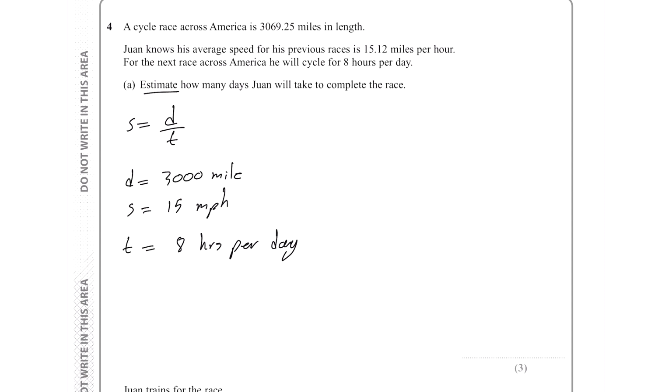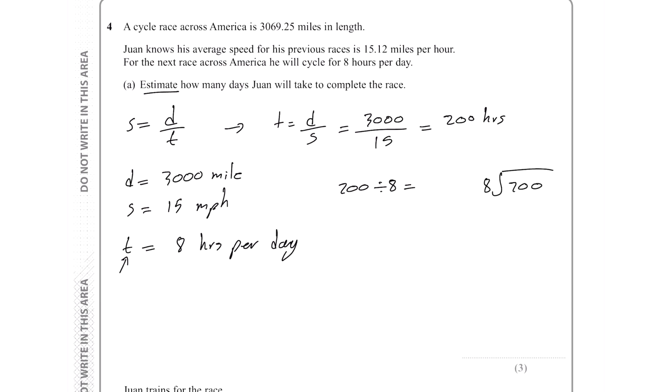So we can substitute the speed and the distance into the equation to work out the time. This isn't necessarily the time, because that's how many hours he cycles per day. We need to work out the total time. So this equation then becomes, sorry, not distance, time is equal to distance over speed, which is 3,000 divided by 15. We know that 15 times 2 is 30, and we add 2 more zeros on, so that's 200 hours it will take him altogether.